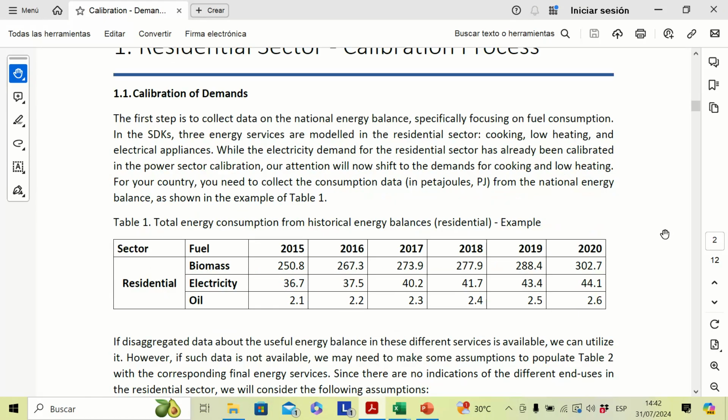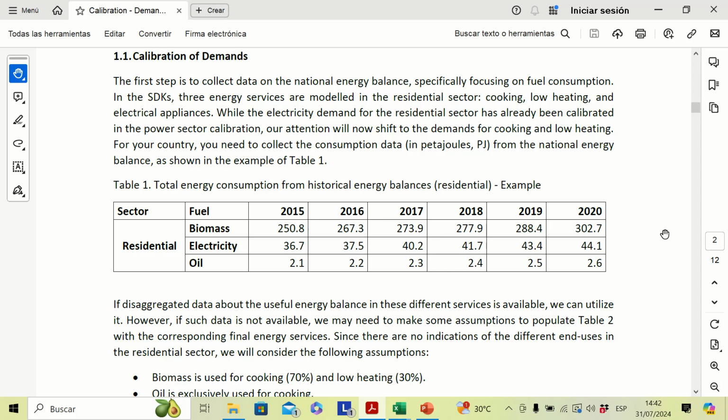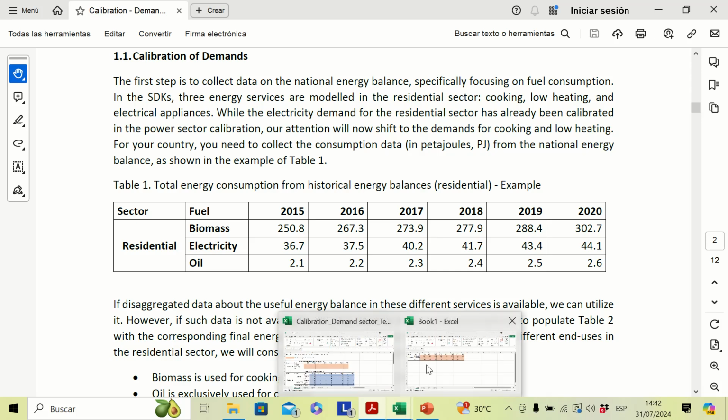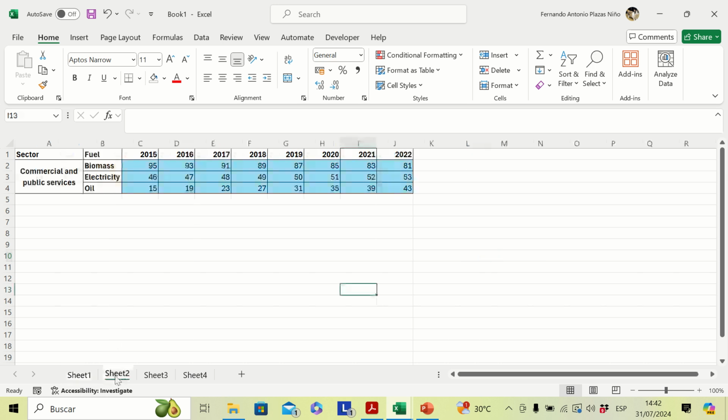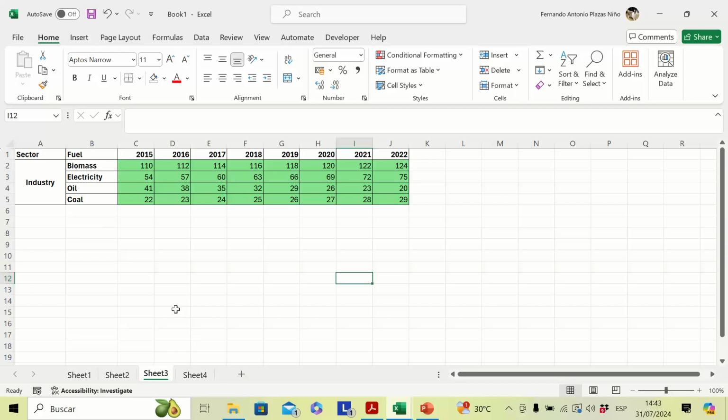So good. After collecting this data, you can create a similar table where you have the different values. Please keep in mind that all the values are in petajoules, so in case you have a different unit, you will need to convert it. You can do the same for the other sectors. Here we have residential, which is the one we are going to use, but we also have the same for commercial and the same for industry, as we will see later.